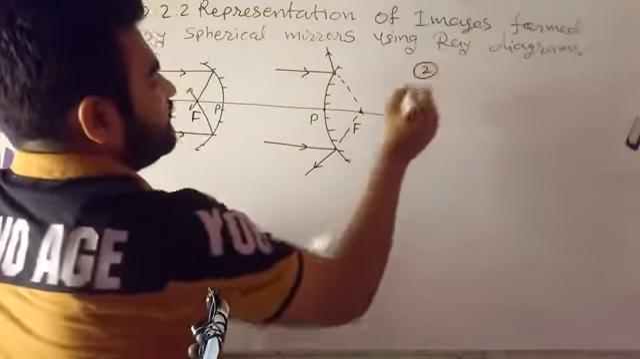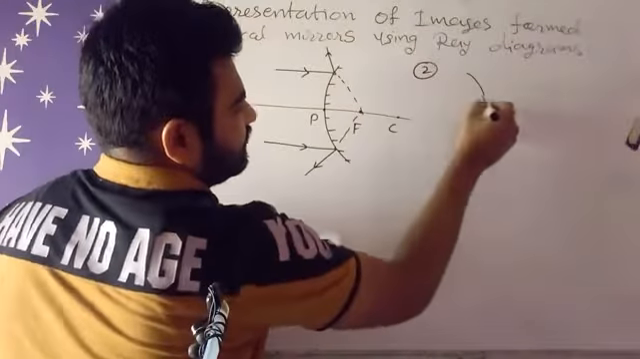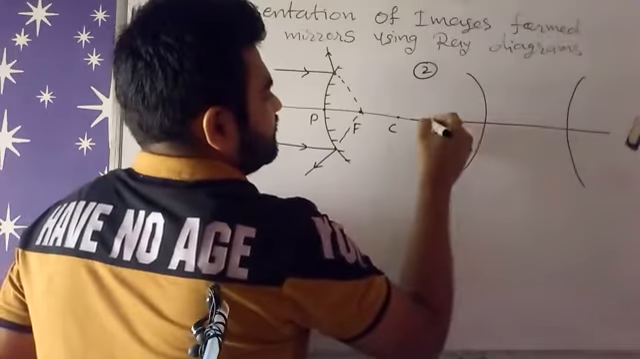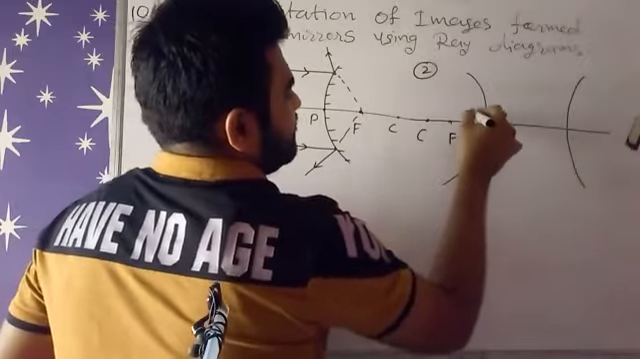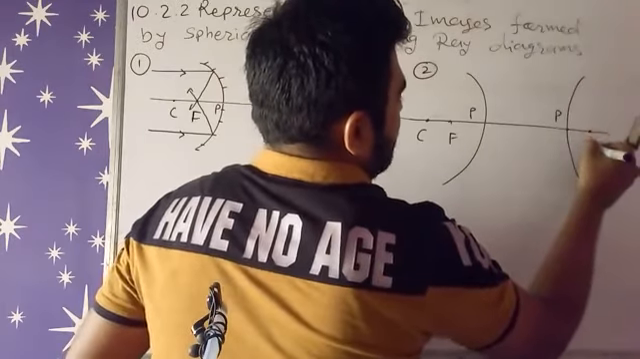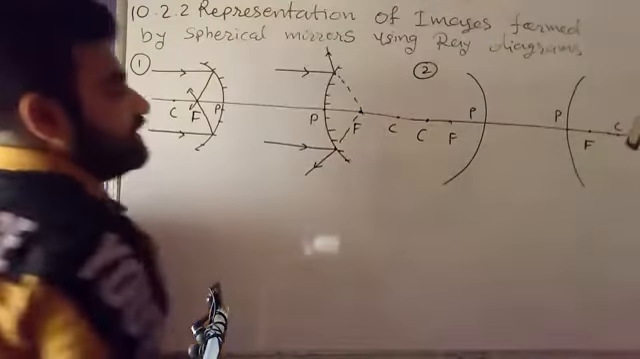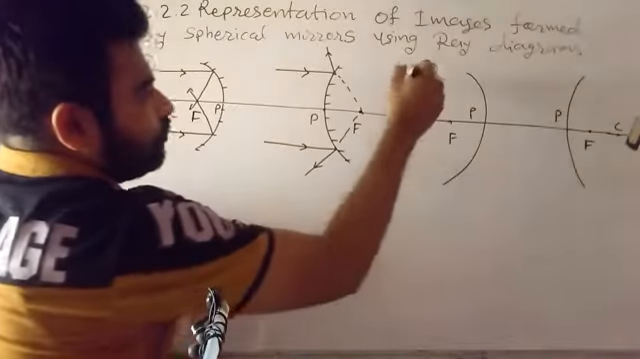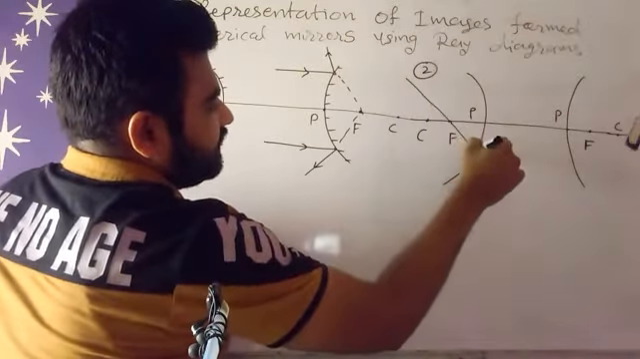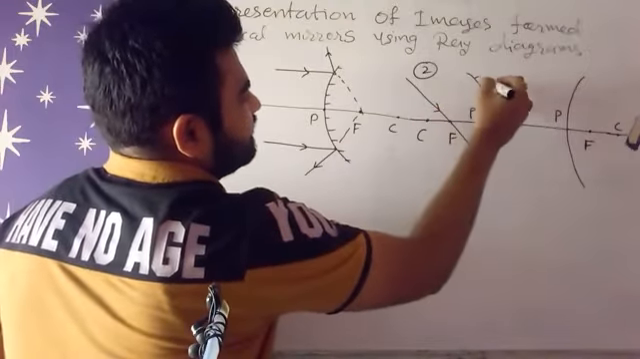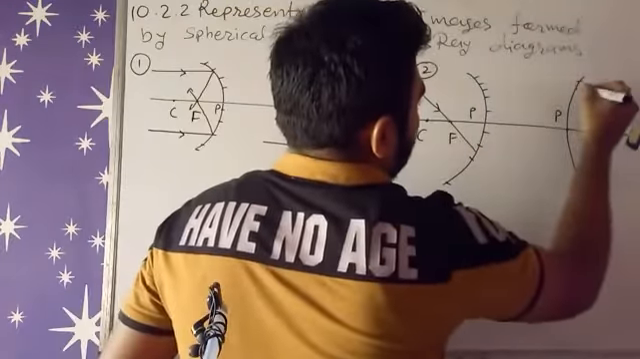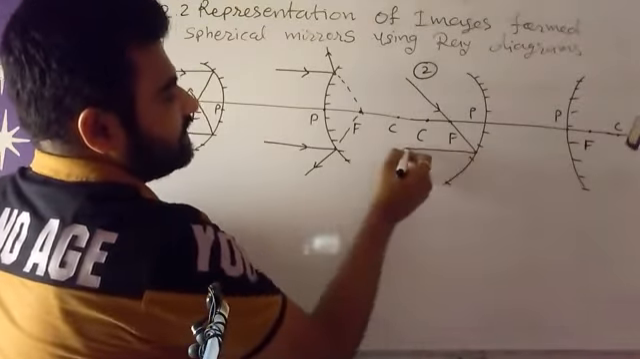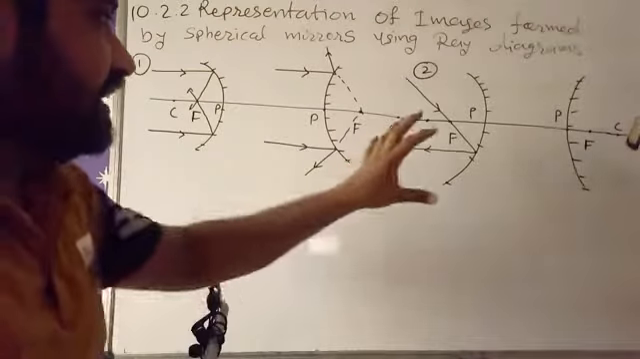Now the second characteristic. Suppose here also we are having the same two mirrors. This is the principal axis, this is C, F and P. Similarly P, F and here it is C, right? Now, all the rays which are passing through the F point, after getting reflected, see this is our concave and this is again our convex, after reflection from this point, they are parallel to the principal axis. So that is the characteristic here.